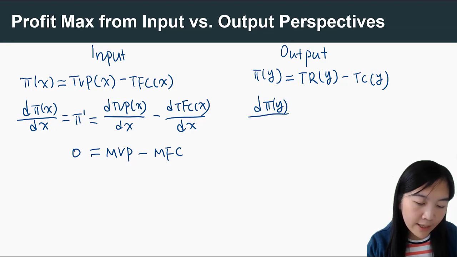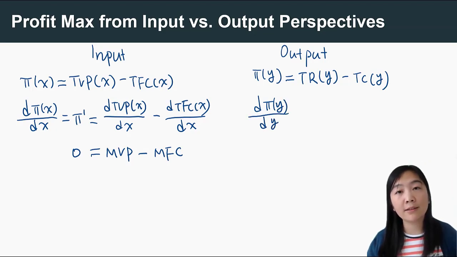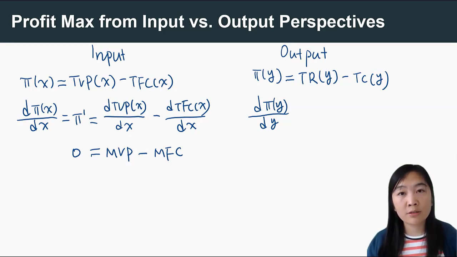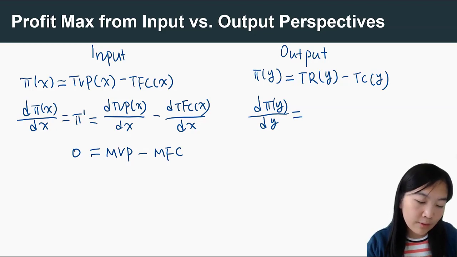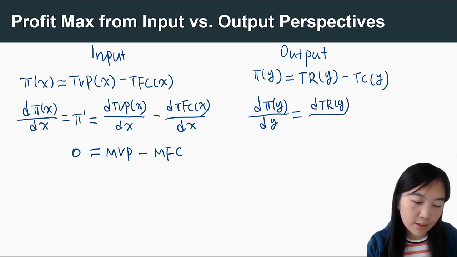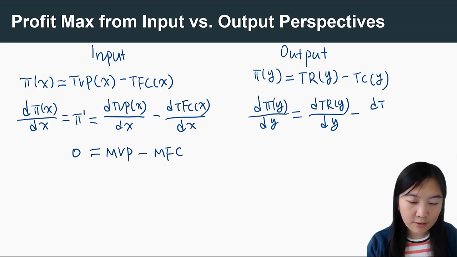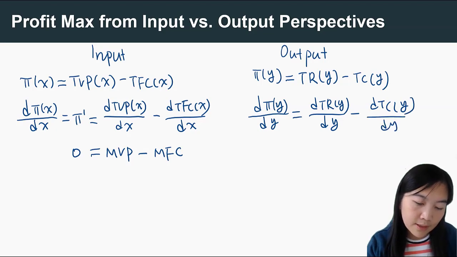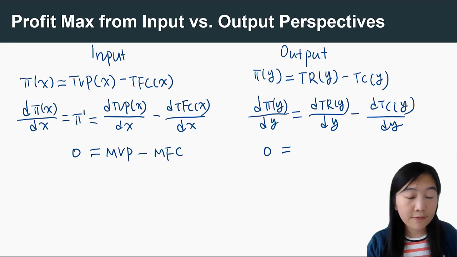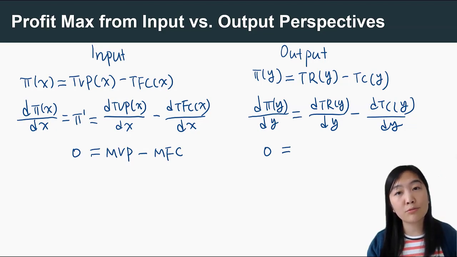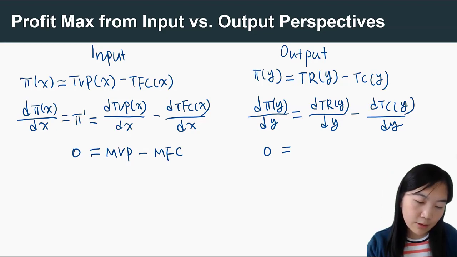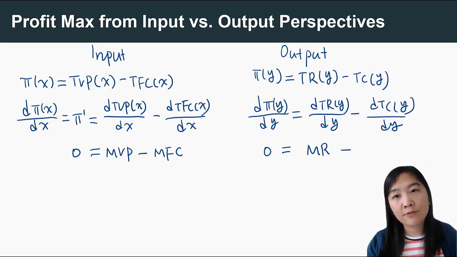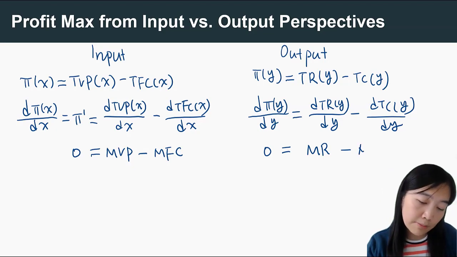However, this time pi is a function of y, and when doing the derivative you need to be very careful here. You're taking the derivative with respect to y. So again, we can write this as a difference between the derivative of total revenue and the derivative of total cost. Here again, we set the first order condition, the derivative of pi, equal to 0, and the derivative of total revenue with respect to y is your marginal revenue, and the derivative of total cost with respect to y is your marginal cost.